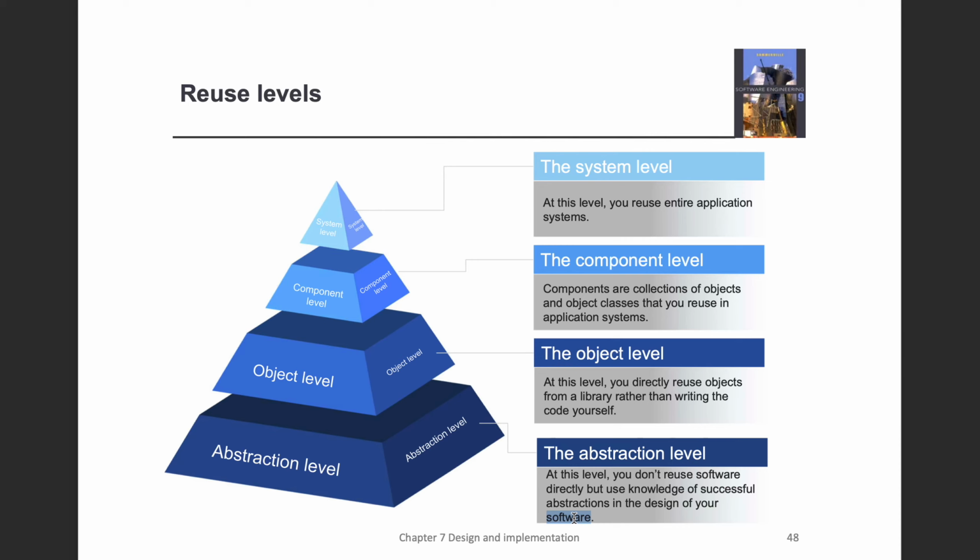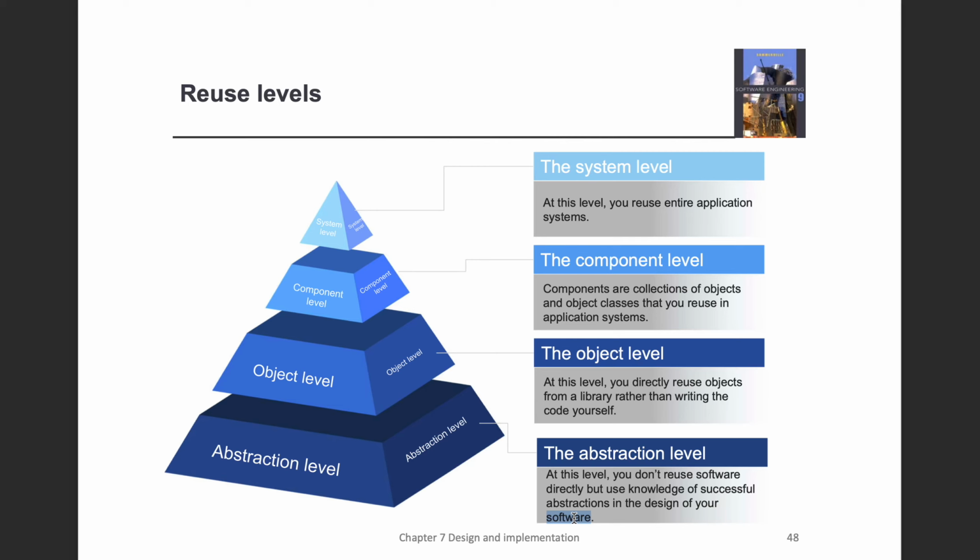So we look at the object level. At this level, you directly reuse objects from a library rather than writing the code yourself, and I think this is self-explanatory. Then the component level: components are collections of objects and object classes that you use in application systems. So here you are using not just one object, but objects and classes of objects that you want to import directly into your application to use.